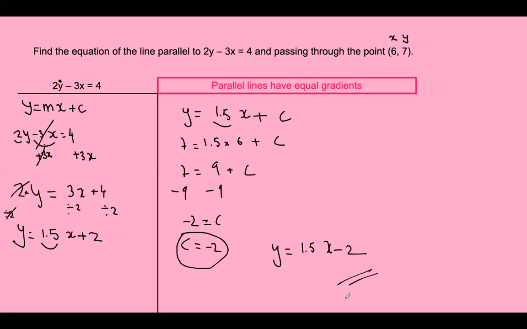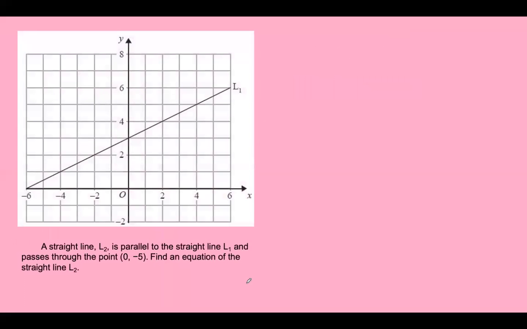That's it. Let's have a look at our last example. Now, in this case, we have the line L1, as you see, it says a straight line. L2, so another one, is parallel to this line and passes through the point (0, minus 5). Find an equation of the straight line L2. Now, to find the equation of the straight line L2, again, we need the m and we need the c.